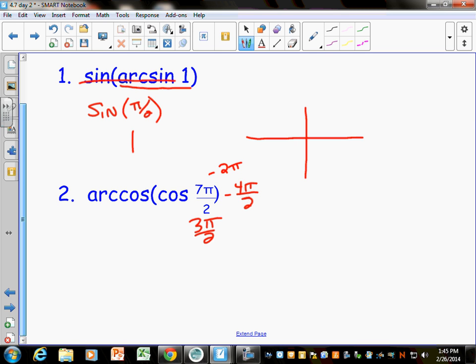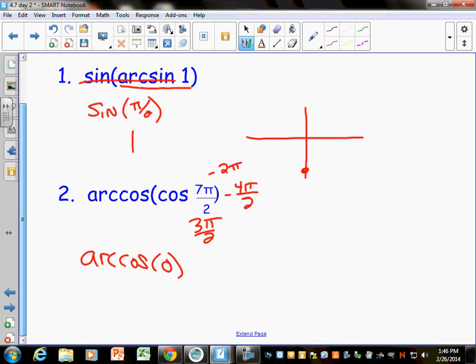So now do the inside part. What is the cosine of 3 pi halves? 0. Cosine is x. If I'm on the y-axis, it doesn't really matter where I'm at on the y-axis, right? If I'm on the y-axis, the cosine is 0.